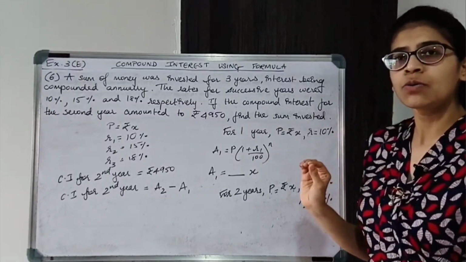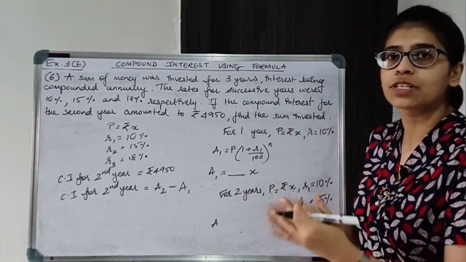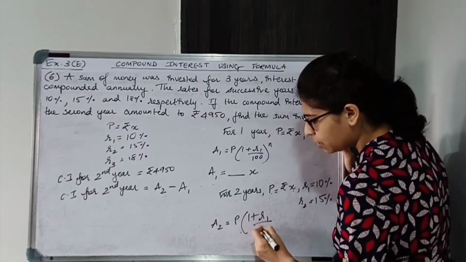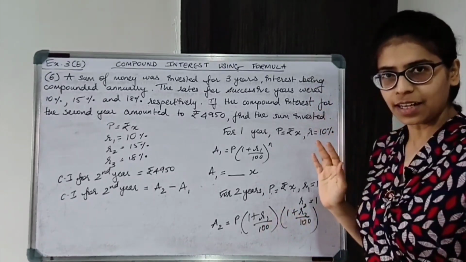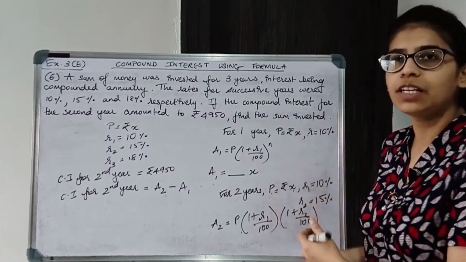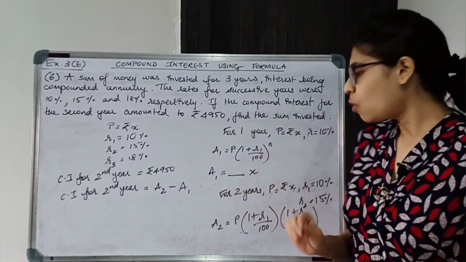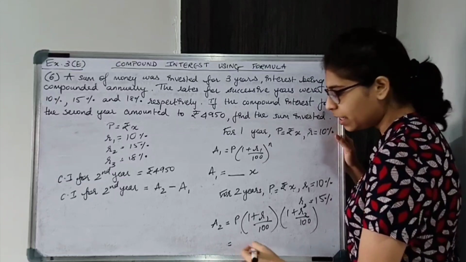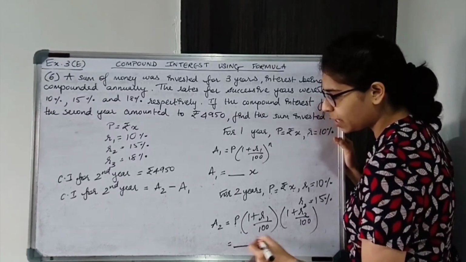Now what is the formula when the rate of interest is different for all consecutive years, for successive years? You will take P into 1 plus R1 upon 100 into 1 plus R2 upon 100. For first year, separate bracket. For second year, separate bracket. Similarly for 3 years you need to find, then there will be separate bracket for 1 plus R3 upon 100. So this will give you amount in 2 years, that is amount in second year. Now again this is unknown, rest all we know. So you will get again something in terms of X.